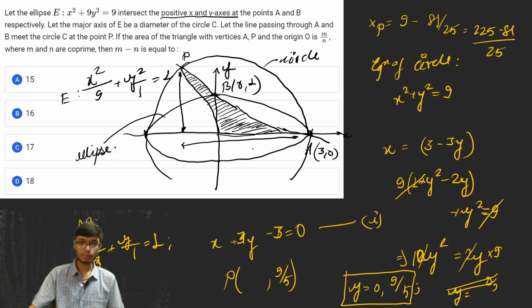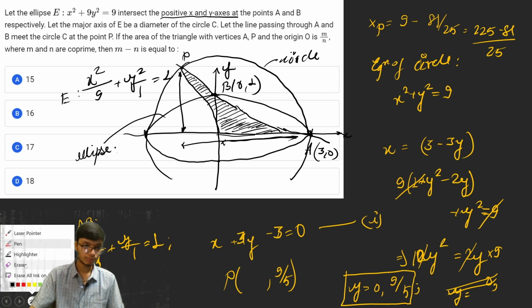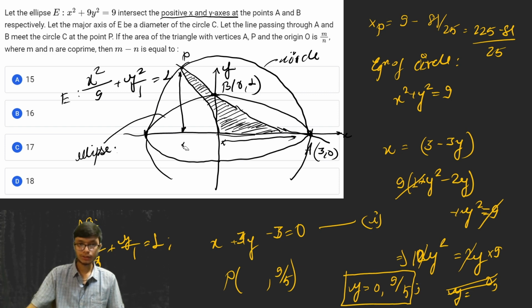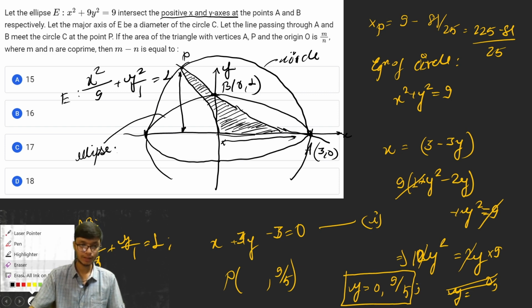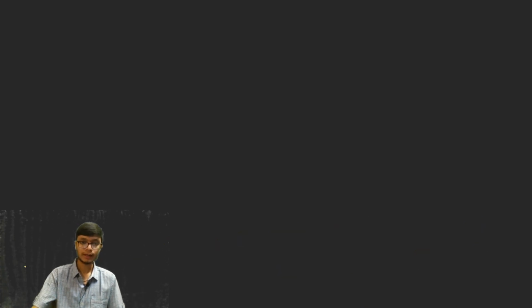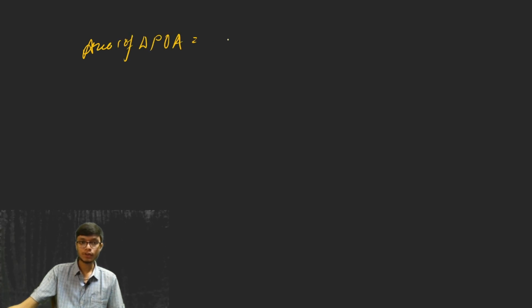The base of the triangle, sorry, what am I doing? This is not the base of the triangle. The base of the triangle is this, so I don't need the x coordinate. So from here I can directly write the area of triangle POA is half into base into height. The base is 3 and height is basically 9 by 5.